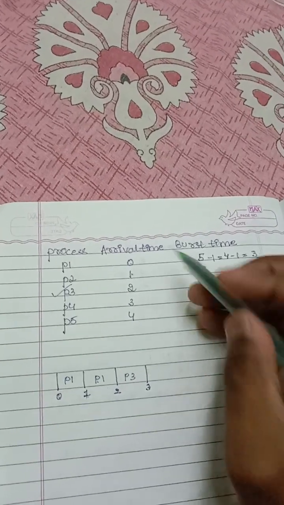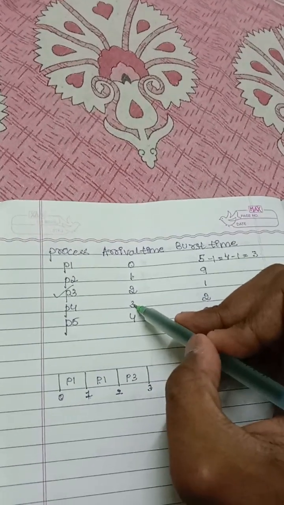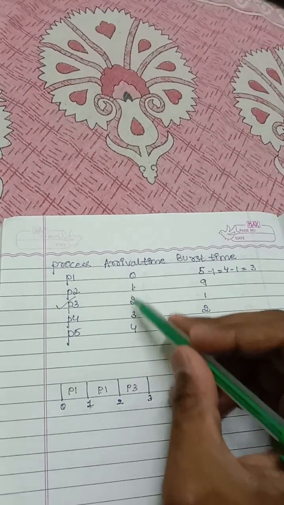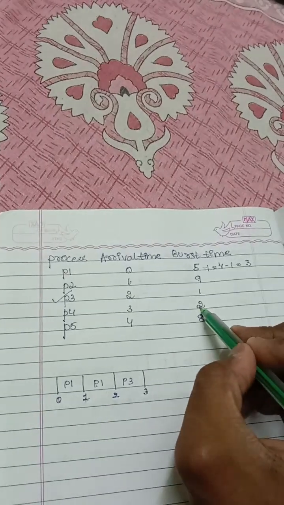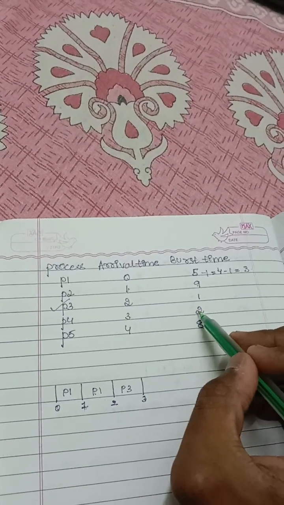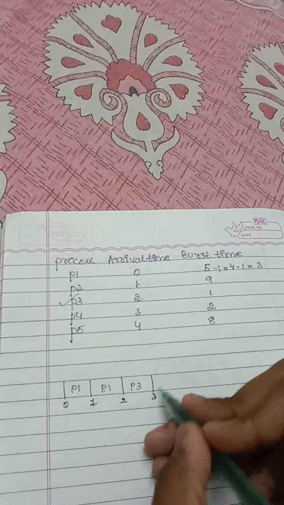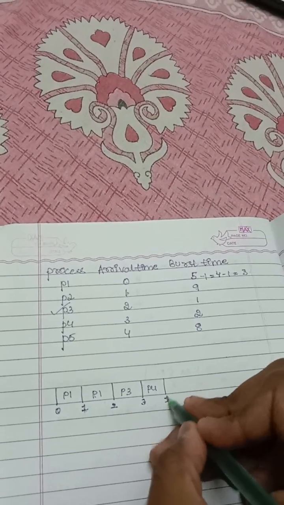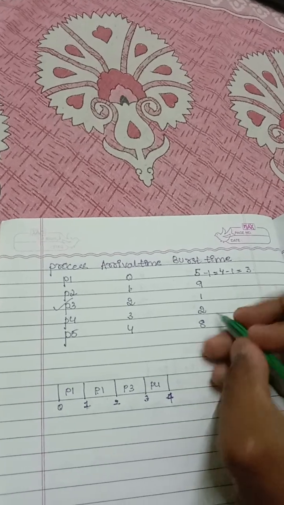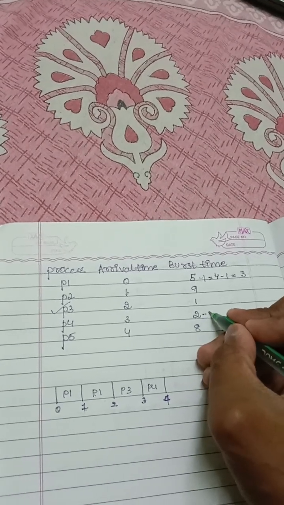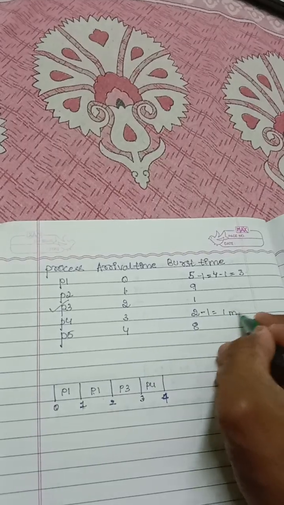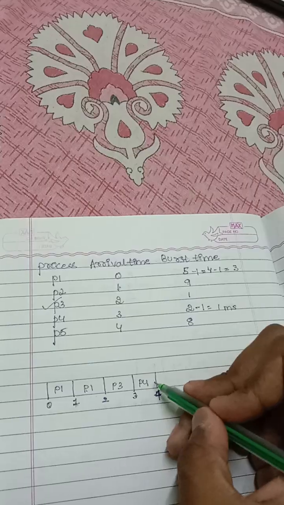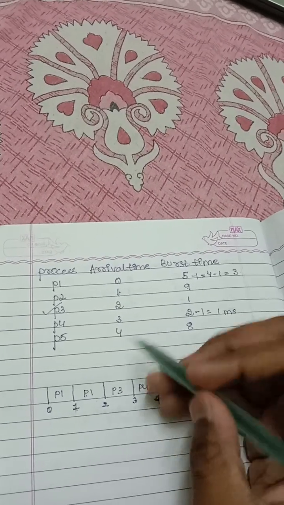At 3 milliseconds, P1, P2 and P4 have entered the ready queue. Among these three, the shortest job is 2 milliseconds, that is P4. Give P4 to the CPU and give one burst. Now it will become 4 milliseconds. Now reduce the P4 process to 1. Why is 1 subtracted? Because we give one burst to the CPU for each and every process.